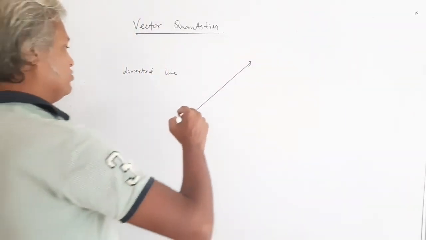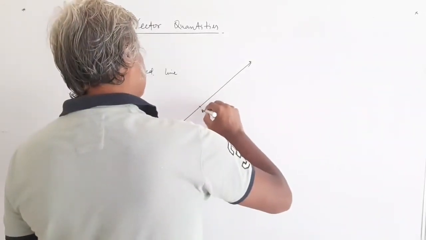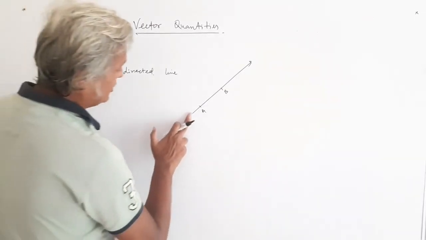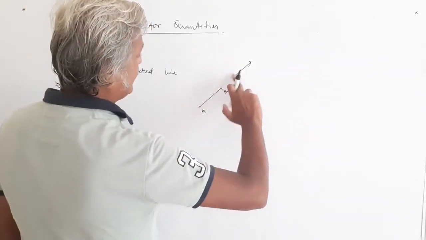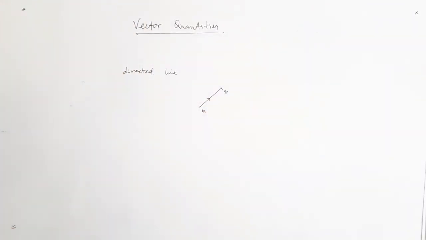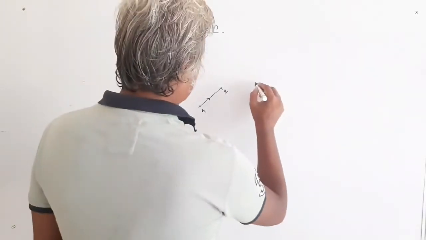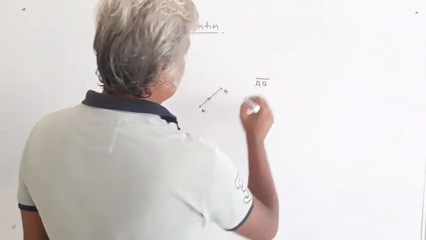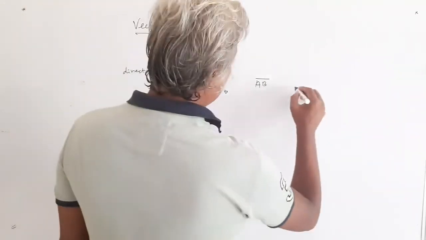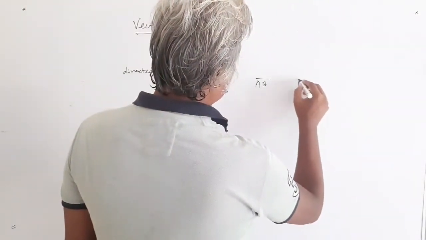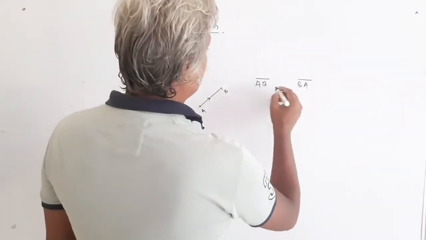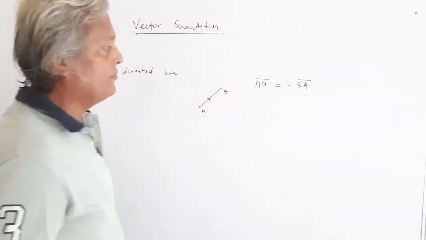Now if I take two points like this and remove all this, this will become a directed line segment with a sense of direction, and this is called a vector quantity, notated as AB bar. The sense of direction of BA bar is just opposite of that. BA bar is from B to A and AB bar is from A to B. So AB bar is just the negation of BA bar.